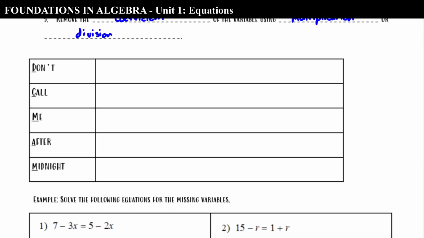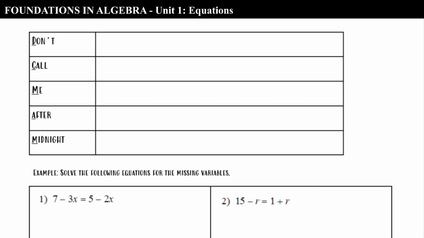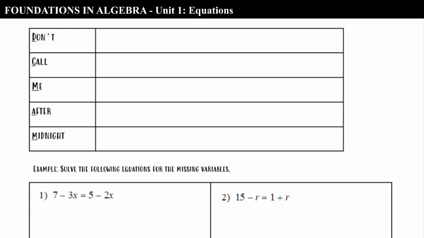So to help you remember these steps, we have this mnemonic device. Don't call me after midnight, where the first letter of each of these words stands for a step in solving equations. So the D in don't stands for distribute. That's the first thing you're going to do is distribute. Then the C stands for combine like terms.